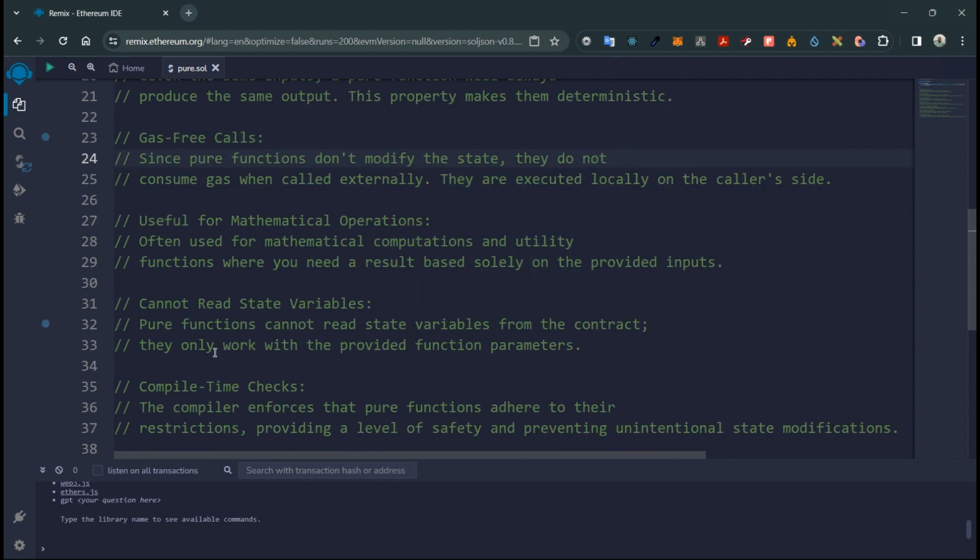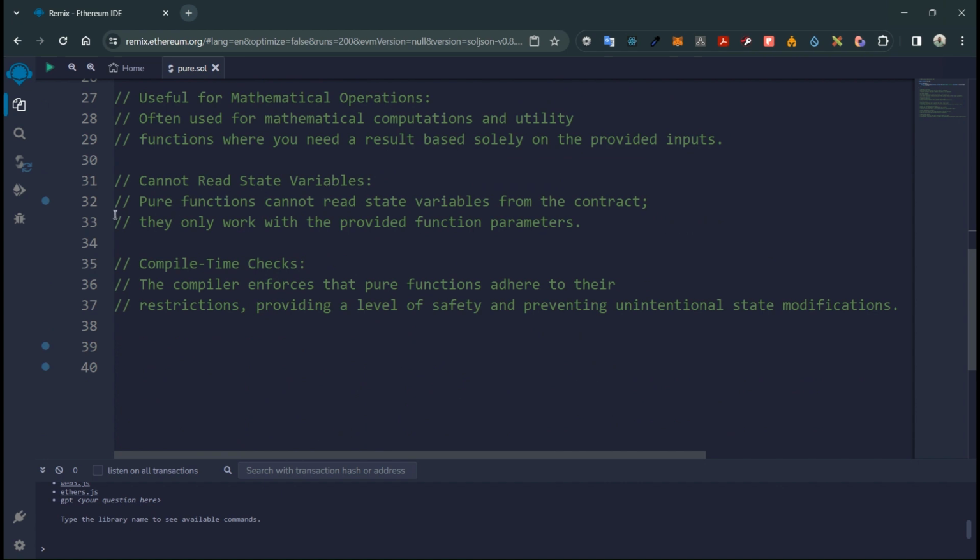All right. So it cannot read state variables, so it doesn't interact with any type of storage at all. Right. So pure functions cannot read state variables from the contract. They only work with the provided function parameters, like we discussed earlier. And I noticed this is one that a lot of people don't really understand about pure functions, but the compiler enforces that pure functions adhere to their restrictions, providing a level of safety and preventing unintentional state modifications.